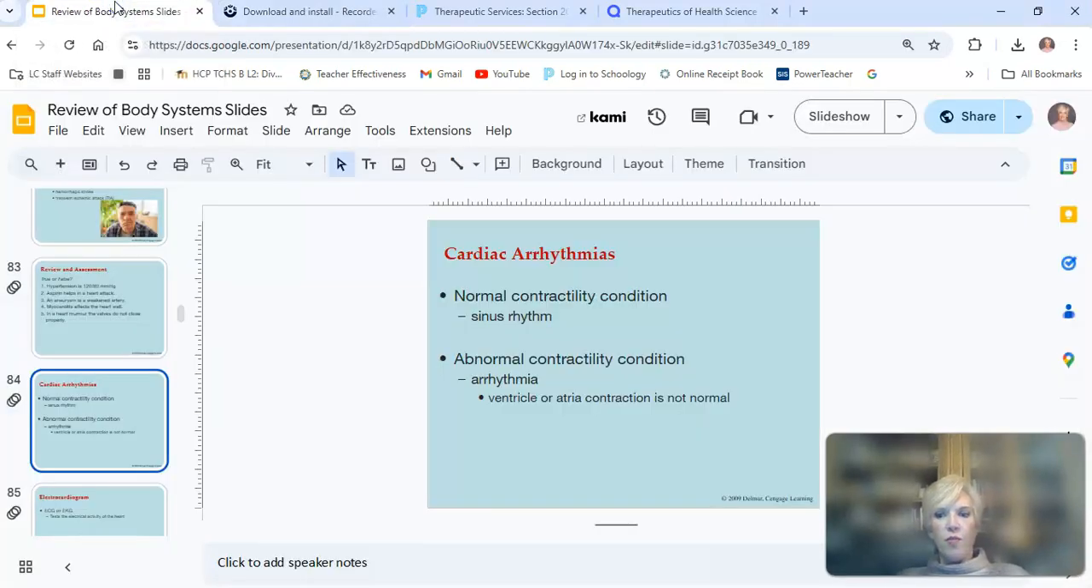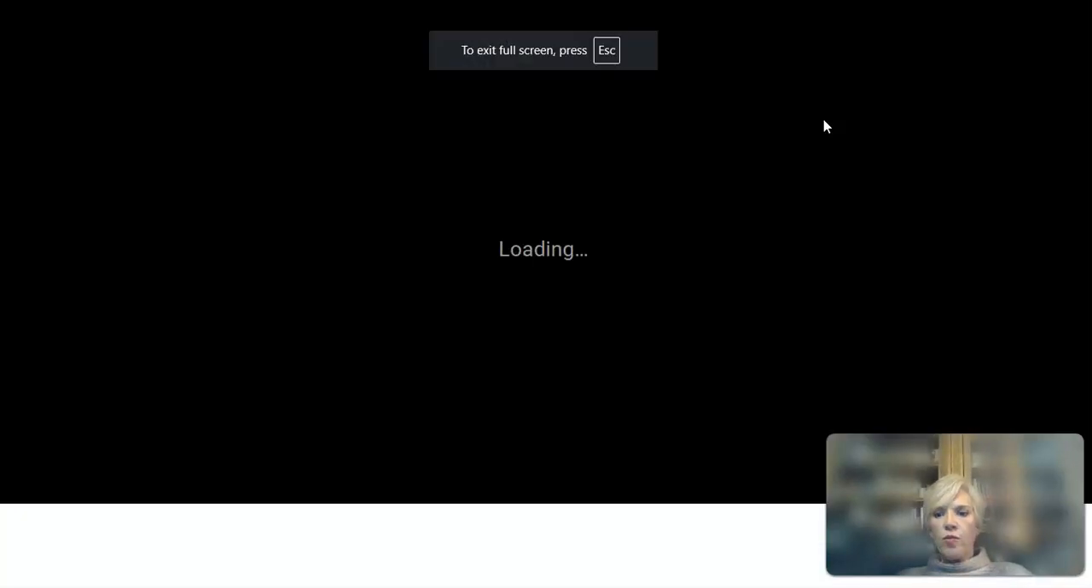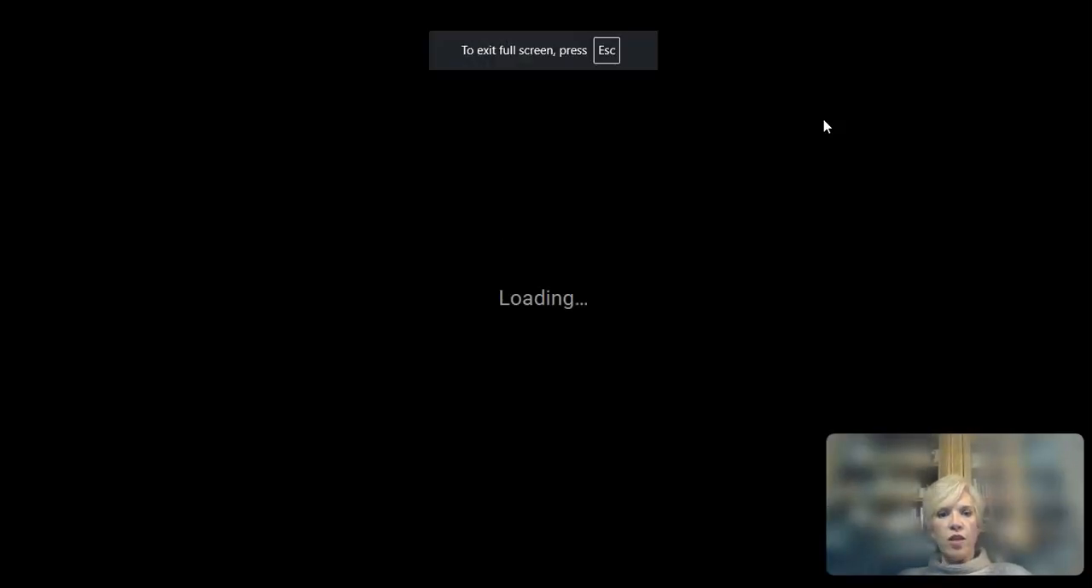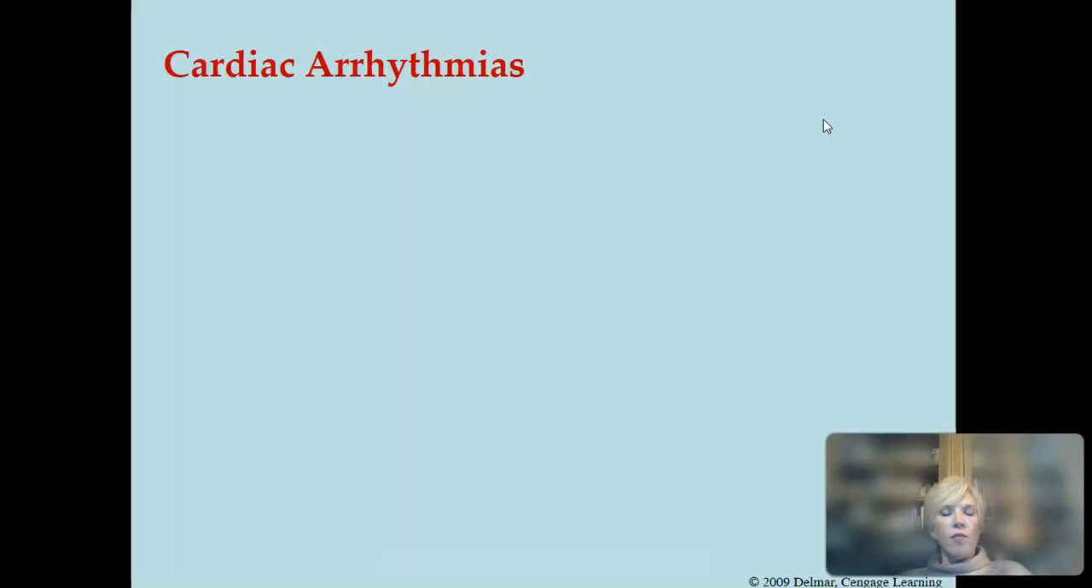Welcome back to our study of the heart and the diseases of the heart. So we are going to finish the diseases and the notes right quick, finishing out with cardiac arrhythmias. An arrhythmia is an abnormal heart rate.